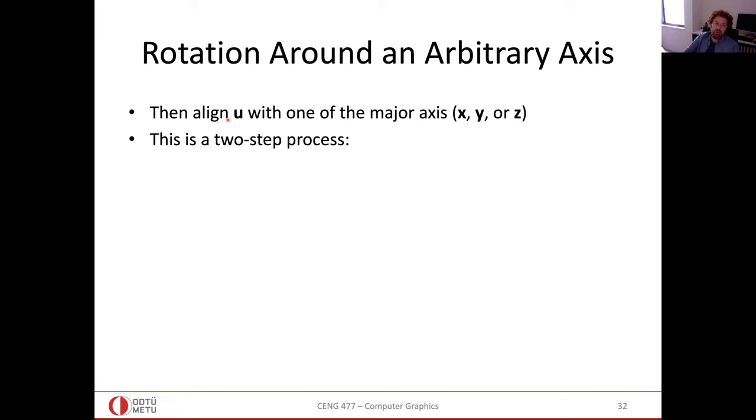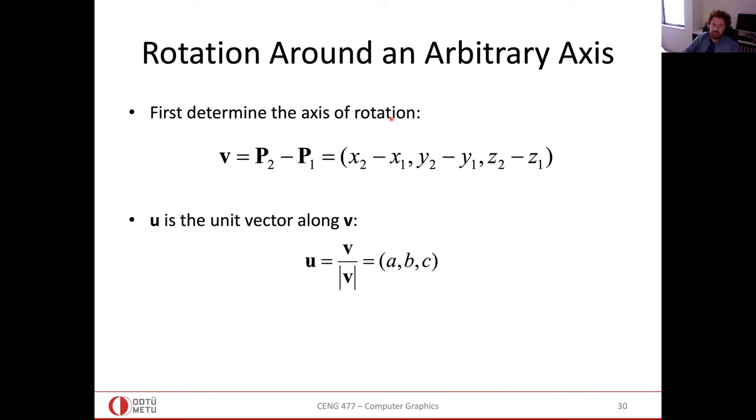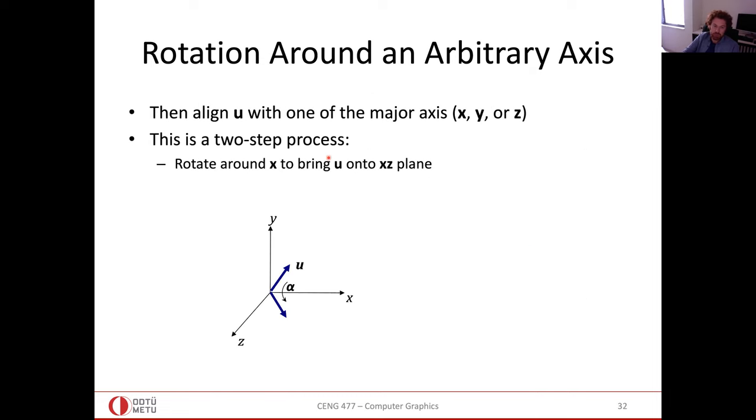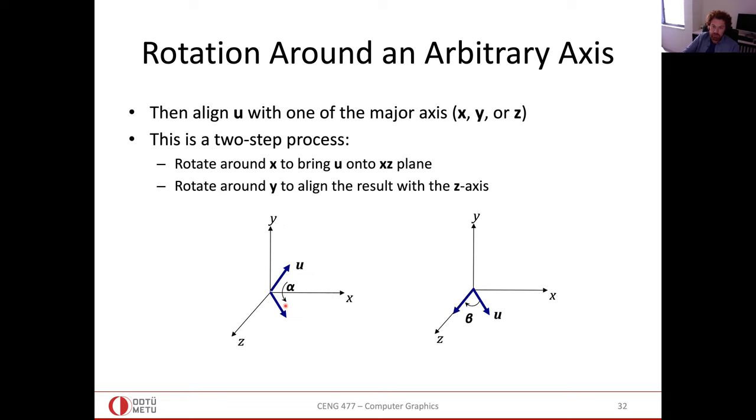Now I align U, now that I am at this second figure. Now I will align this with the Z axis, okay? To do that, I will first lay it down to the XZ plane using a rotation around the X axis, be careful, rotation around the X axis using alpha. And then I will do rotation around the Y axis using this amount, beta. Again, rotation around X and rotation around Y are known. So I don't really memorize any further thing.